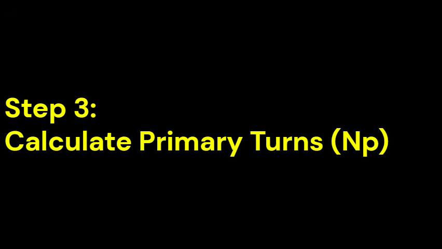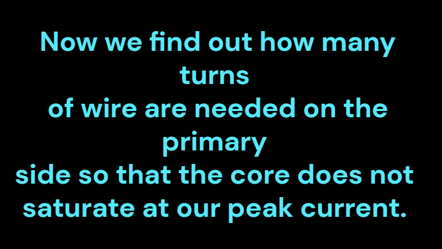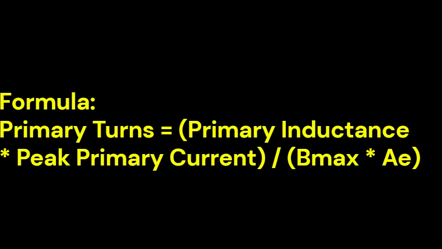Step 3. Calculate primary turns, NP. Now we find out how many turns of wire are needed on the primary side so that the core does not saturate at our peak current. Formula, primary turns equals primary inductance multiplied by peak primary current upon B max multiplied by AE.